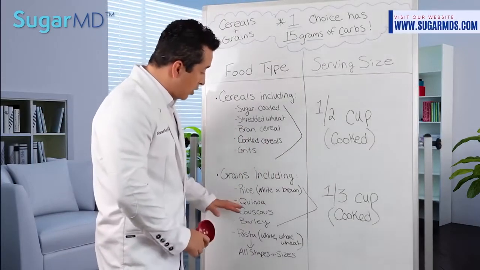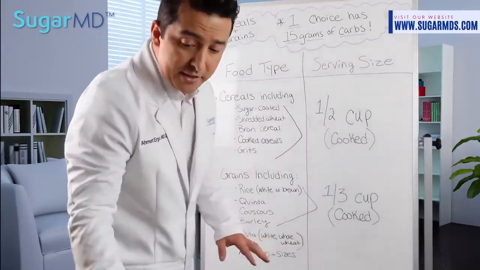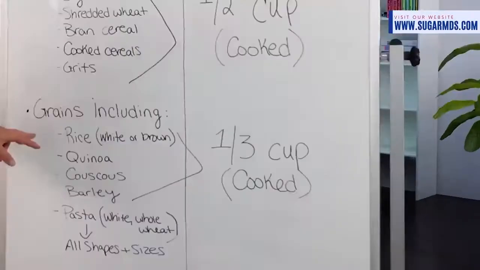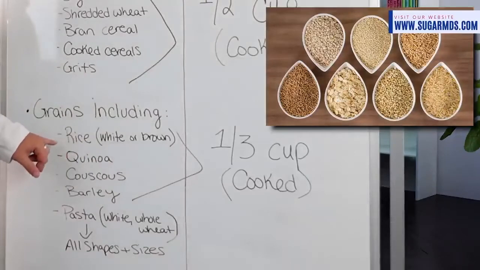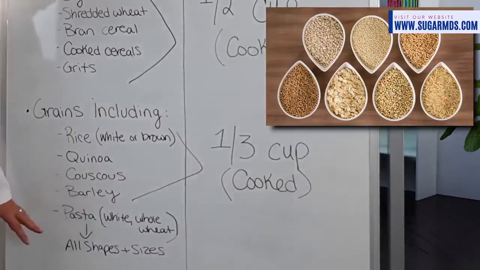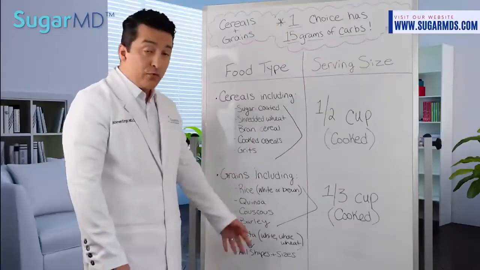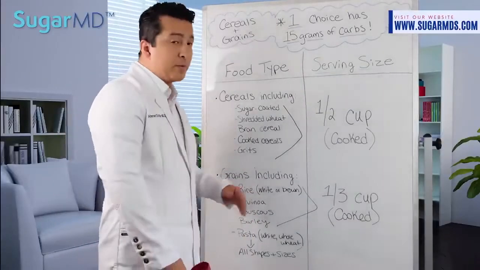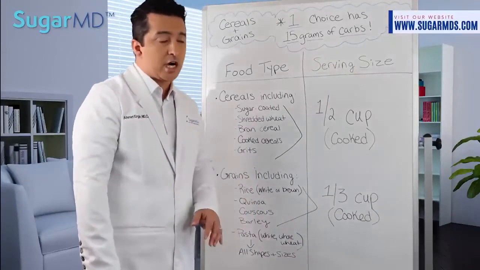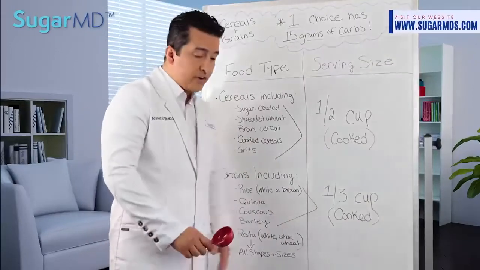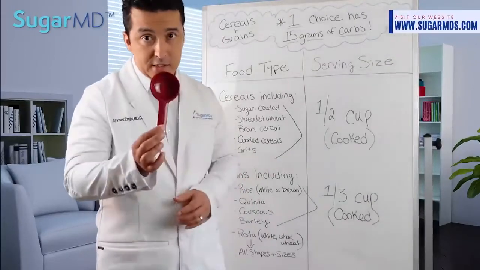Now, grains are actually worse because you're getting less, 1/3 of a cup for 15 grams. So with these grains, you can look at rice, brown or bran, quinoa, couscous, barley, pasta. They're all shapes and sizes. Of course, if they're whole wheat and stuff like that, it's gonna spike your blood sugar less, which we talk about in the glycemic index story in other videos, so I'm not gonna dive too deep into it today. But 1/3 of a cup, which is just this.